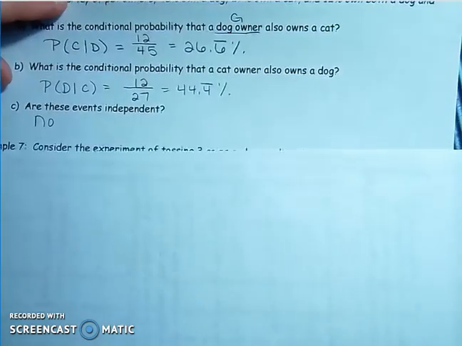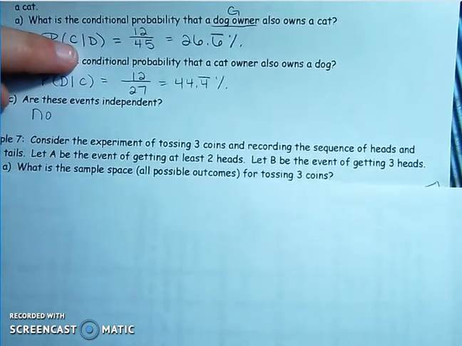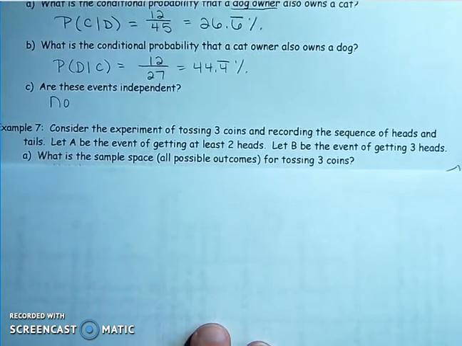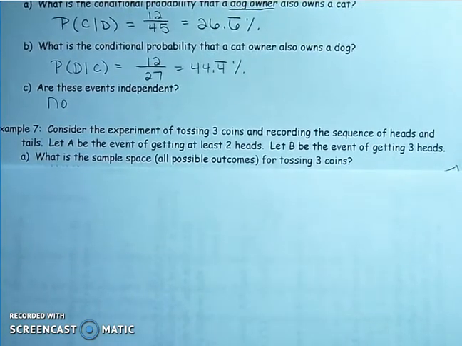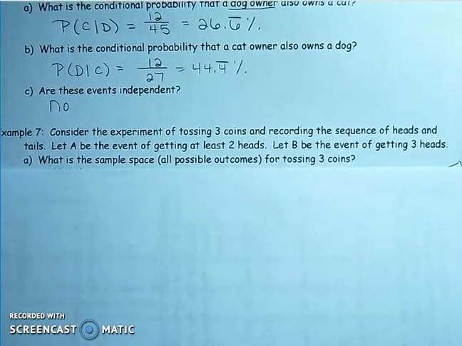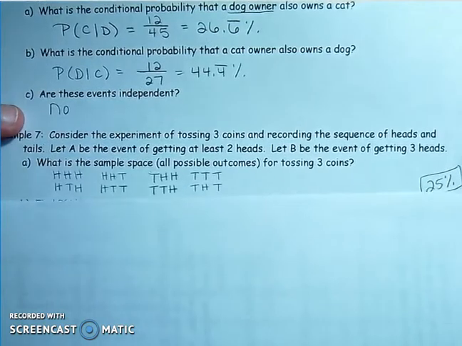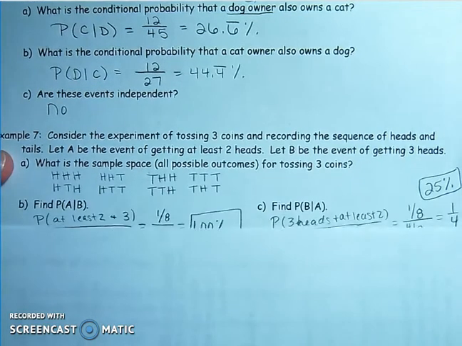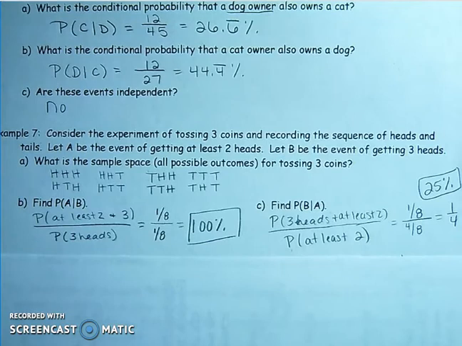So now, let's look at tossing some coins. We're tossing 3 coins and recording the sequence of heads and tails. A is the event of getting at least 2 heads. B is the event of getting all 3 coins to be heads. So first off, what's the sample space? Well, the sample space looks like this. Heads, heads, heads, and so on. There are only 8 different outcomes of what could actually happen. Then we're asked probability of A given B, probability of B given A.